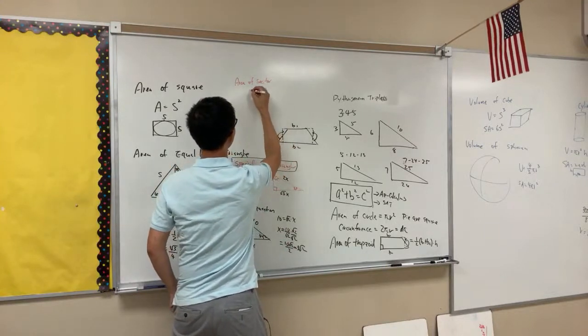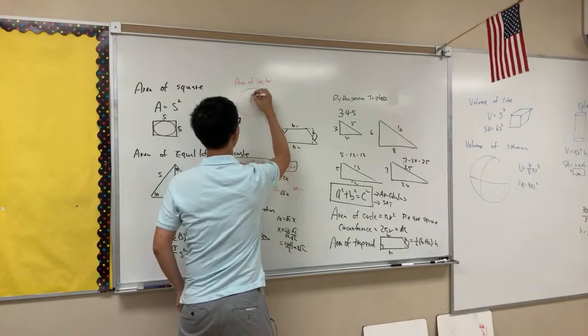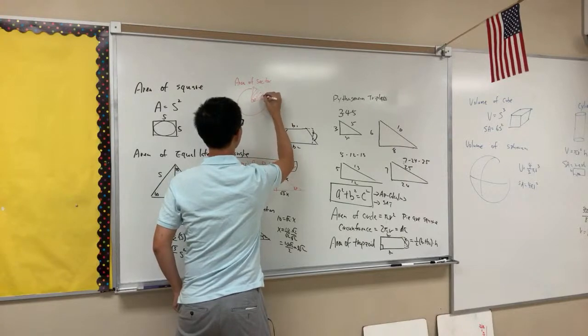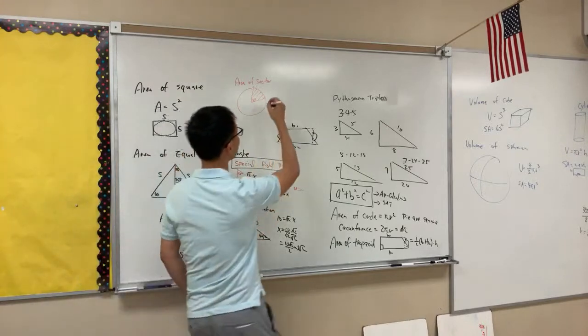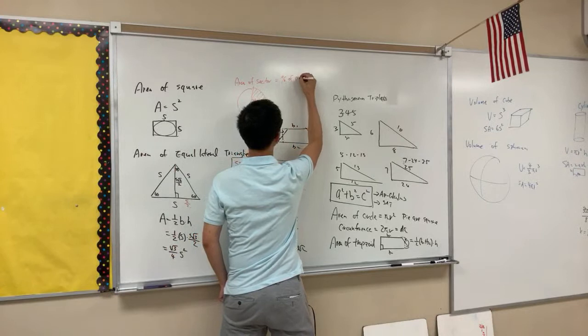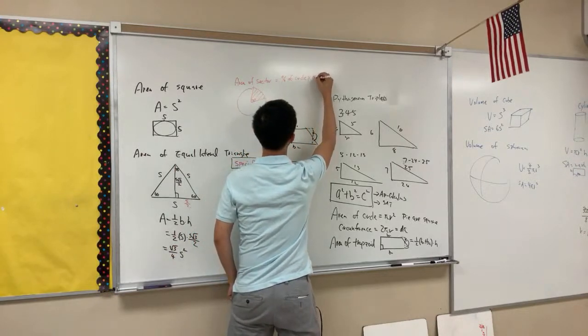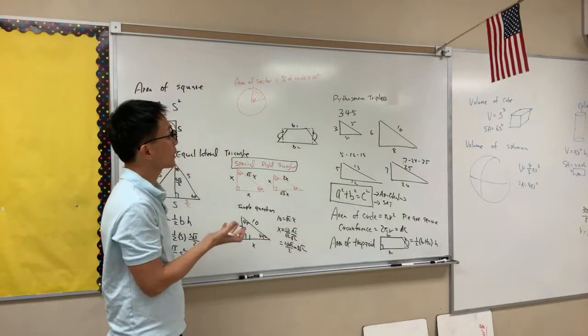How does that represent? The area of a sector roughly looks like this. If this part is 72 degrees, what will be this area right here? So the area of a sector is equal to the percentage of a circle times pi r squared. If you think about it, it's the percentage of the circle times pi r squared.